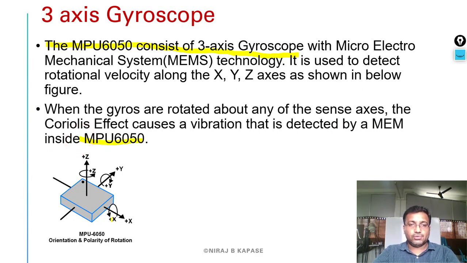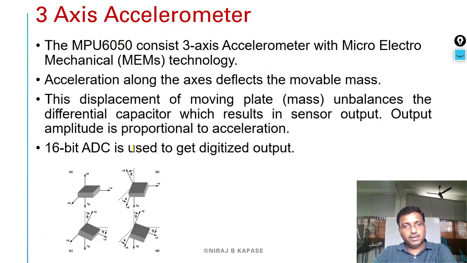So here it is a rotation. On the x-axis there is a rotary motion, on the y-axis there is a rotary motion, on the z-axis there is a rotary motion. So this rotary motion is detected using the MPU 6050 gyroscope. Next is the accelerometer. We have just now seen the accelerometer with the ADXL335. The same technology is used in the MPU 6050. The MPU 6050 consists of a 3-axis accelerometer. Micro electromechanical, that is MEMS technology, is again used.